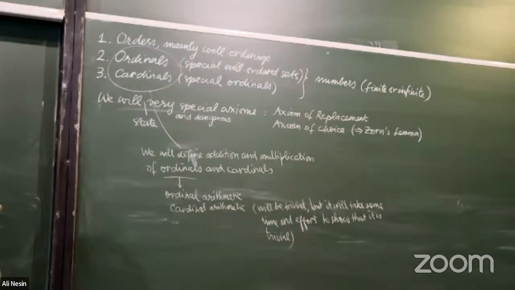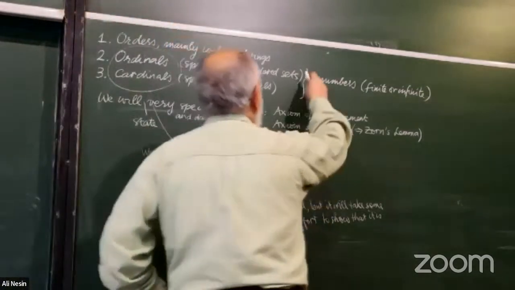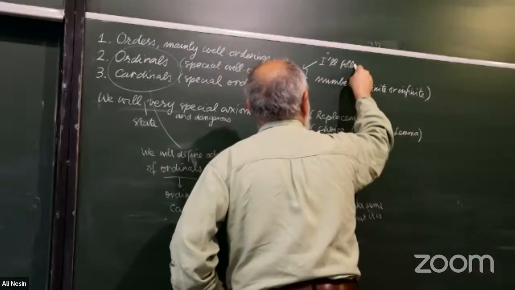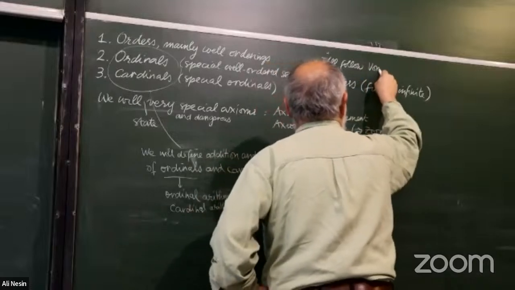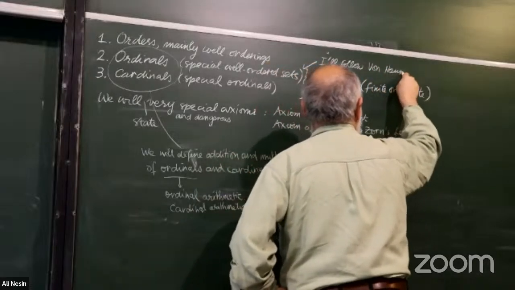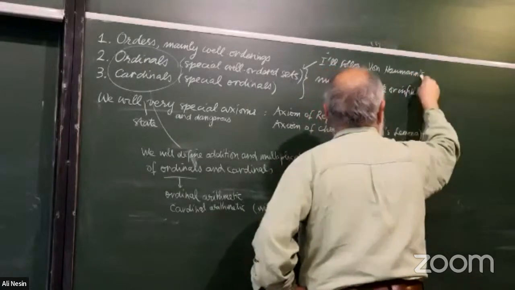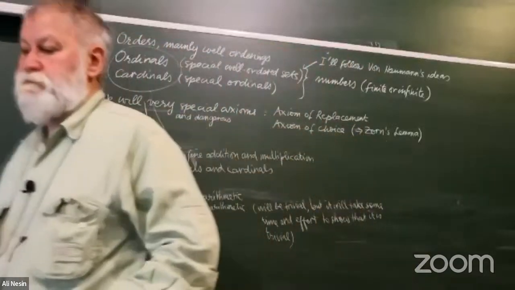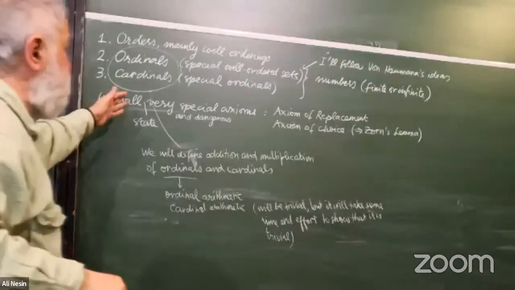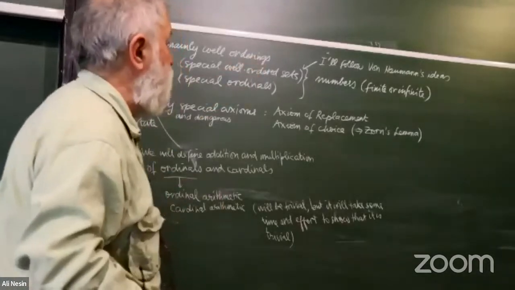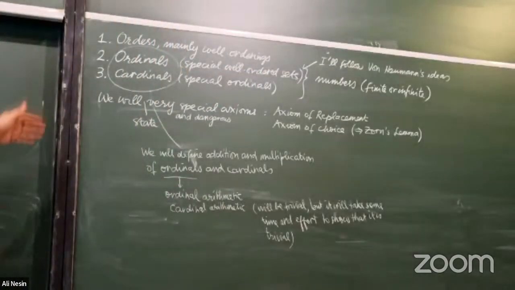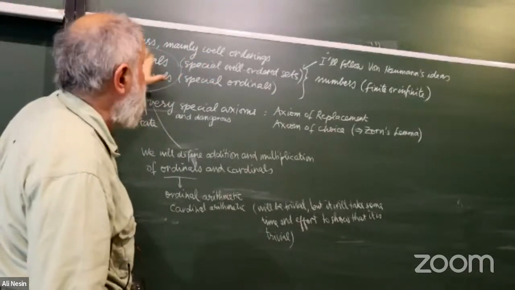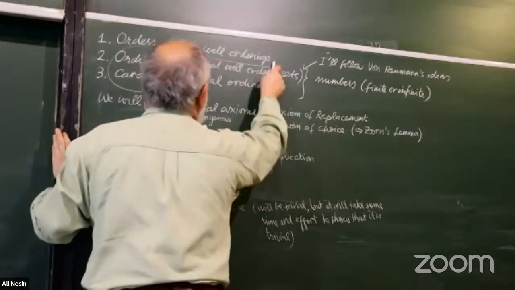And to define ordinals, I will follow von Neumann's ideas, methods. Probably also cardinals. This method is probably due to von Neumann, but I'm not sure. Okay, let's start with one, orders, and then I will not insist on orders. I will concentrate on well orderings.